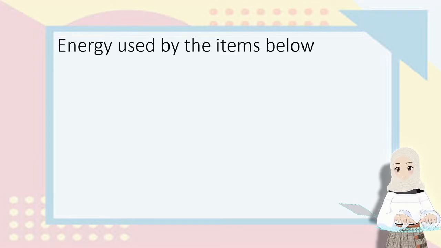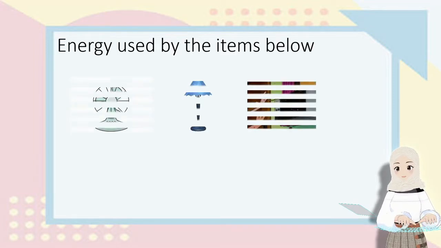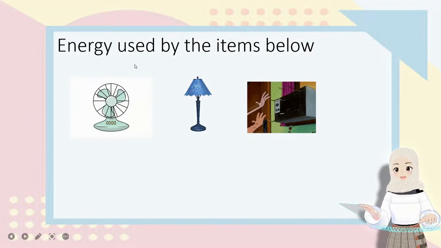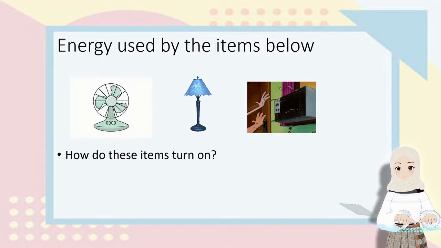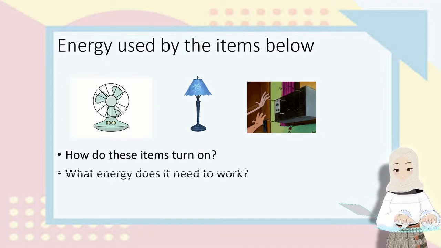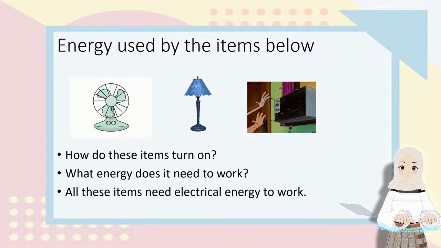So, energy used by the items below. Teacher gives you 3 items: 1, 2, 3. A fan, a lamp, and an air conditioner. So how do these items turn on? What energy does it need to work? Try to think. And the answer is all these items need electrical energy to work. Semua benda-benda ini memerlukan karan untuk berfungsi.